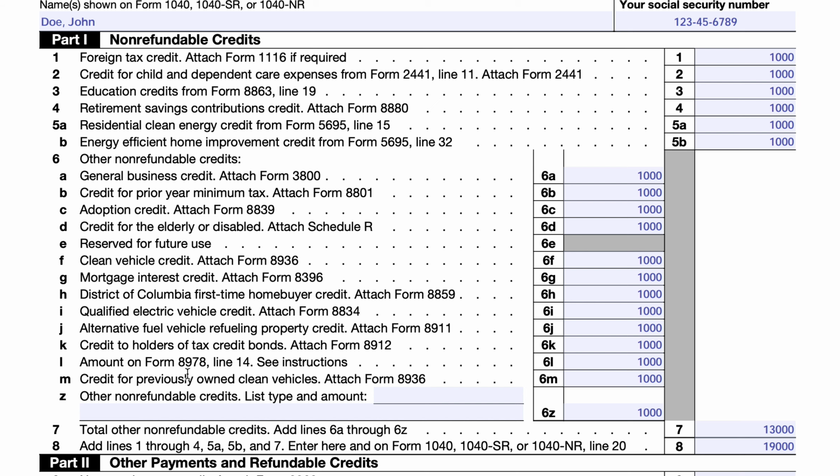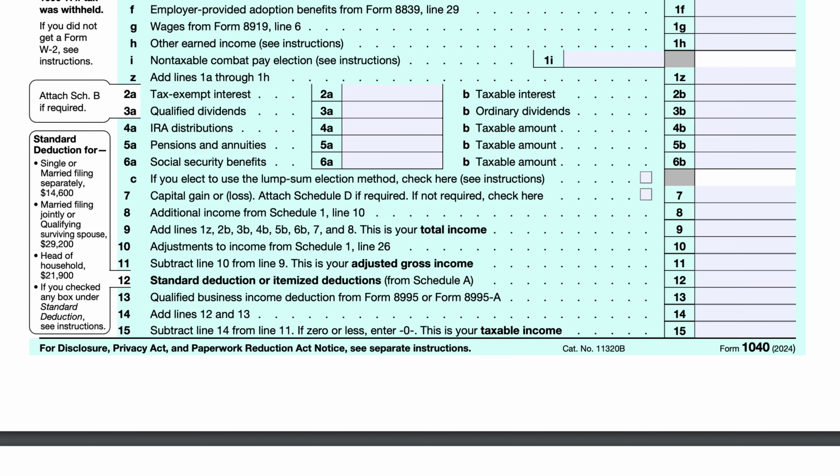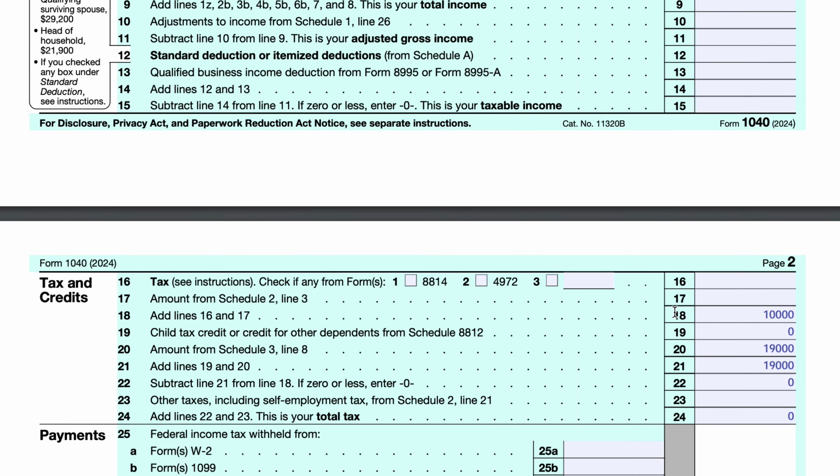So from here, we are going to total all the credits in lines 6A through 6Z. I believe that's $13,000. And then we're going to add that to the dollar amounts up here. That's another $6,000. So $19,000 in non-refundable tax credits. And then that would go, like I previously mentioned, in line 20 of your Form 1040. Again, it's on page 2. It's under the tax and credits section.